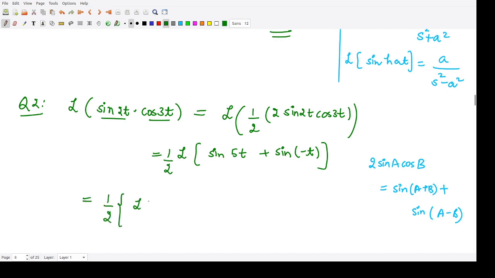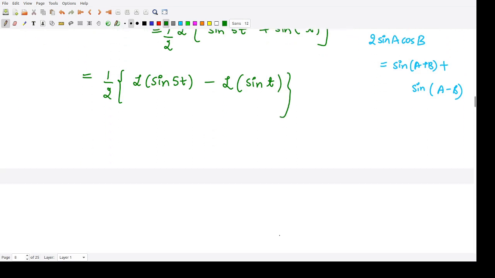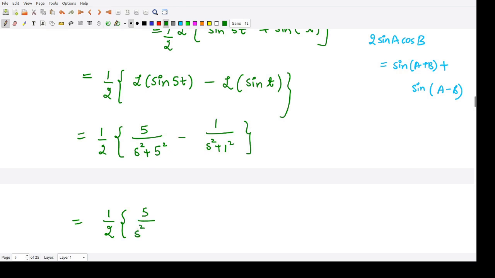So we would have the Laplace transform of sine 5t, and then because sine of minus theta is minus sine theta, we would have minus the Laplace transform of sine t. So it would now be equal to: the Laplace transform of sine 5t is 5 divided by s square plus 5 square, and the Laplace transform of sine t is 1 divided by s square plus 1 square. So we would obtain 1 by 2 times (5 divided by s square plus 25 minus 1 divided by s square plus 1). So this is the final answer.